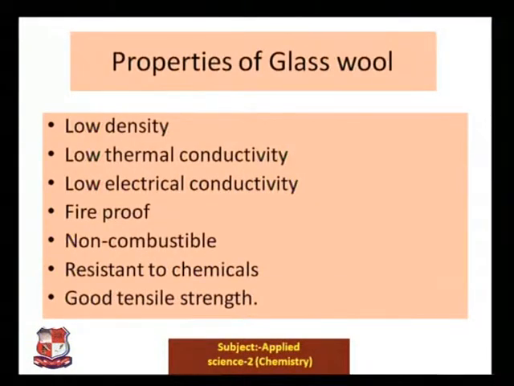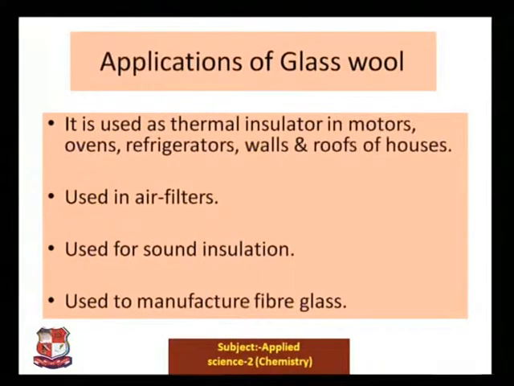Then the properties of glass wool that make it very important are low density, low thermal conductivity, low electrical conductivity, fireproof, non-combustible, resistant to chemicals and good tensile strength. Because of these properties, it can be used as a thermal insulator in motors, ovens, refrigerators, walls and roofs of houses. It can be used in air filters, for sound insulation, and to manufacture fiberglass.